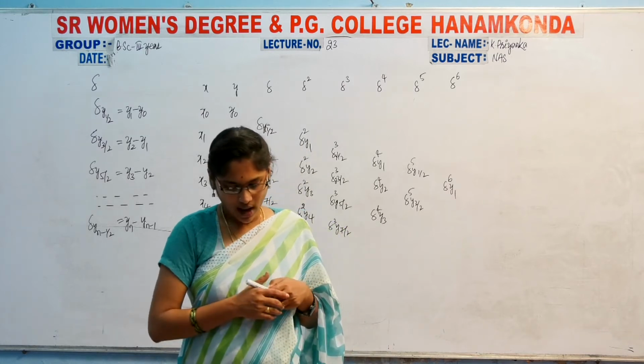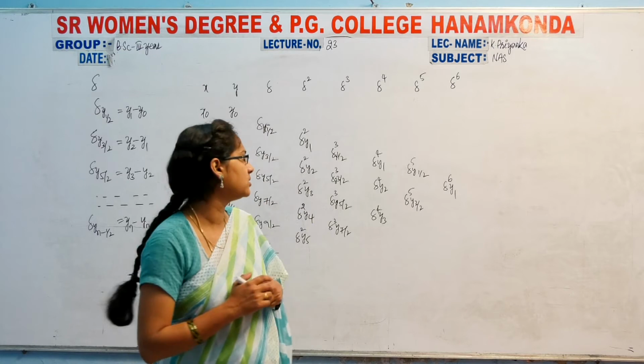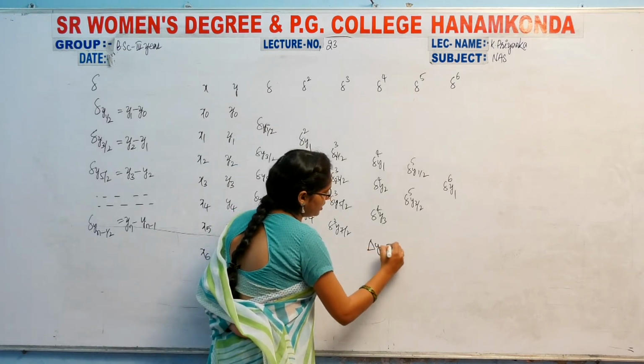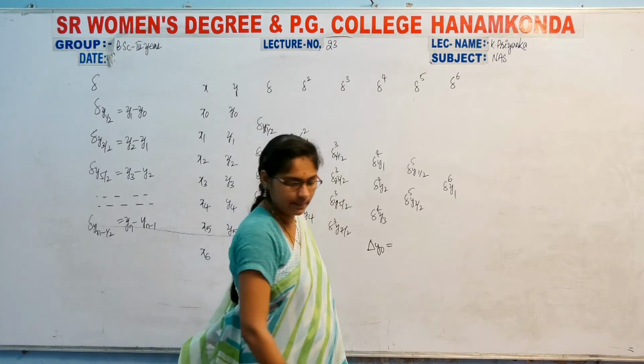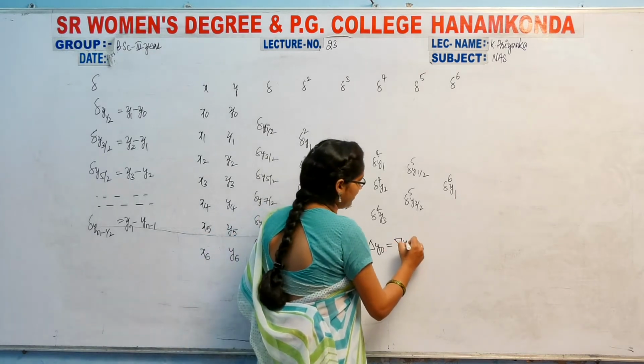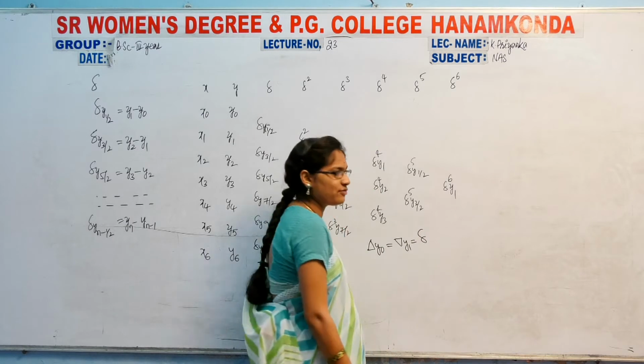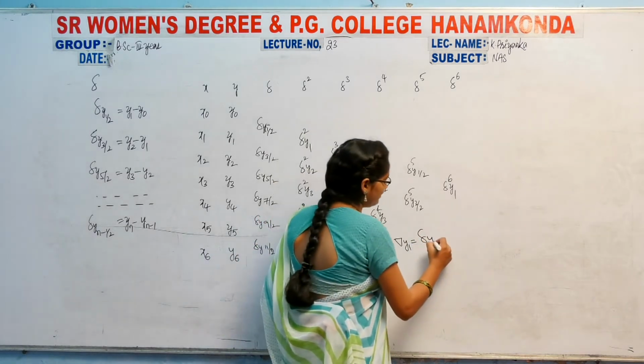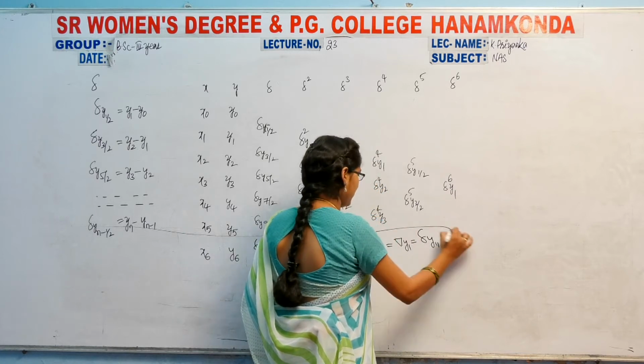And now write on here: del y0 equal to backward y1 equal to gamma of y 1 by 2.